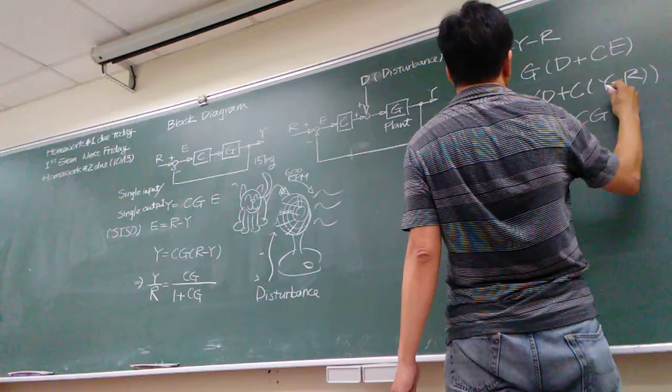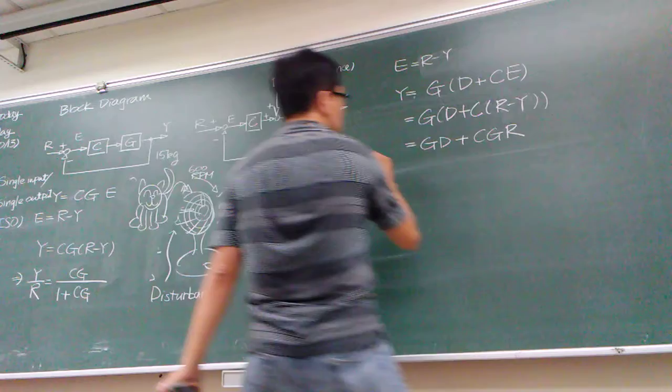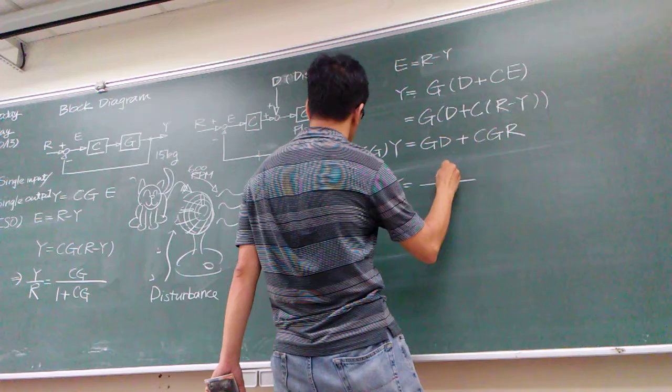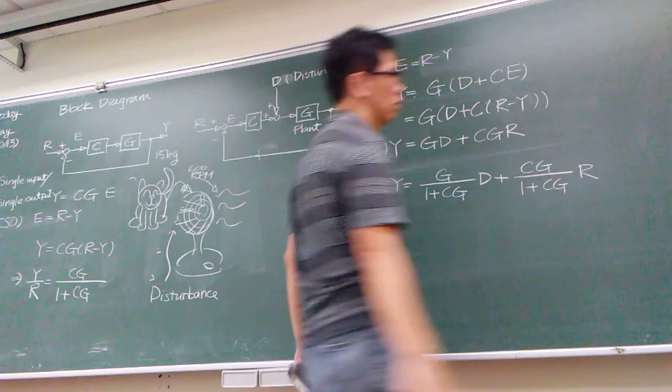I'm sorry, I made a mistake. R minus 1 R, and on the other side, I have 1 plus CG. So my output is going to be G. Any question?